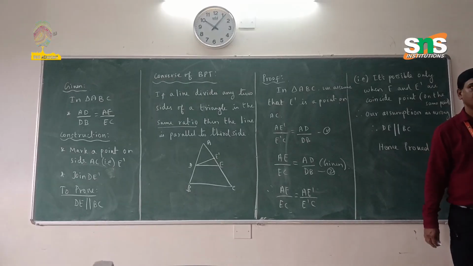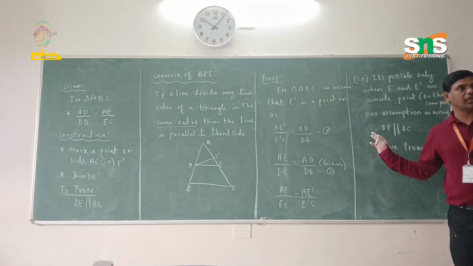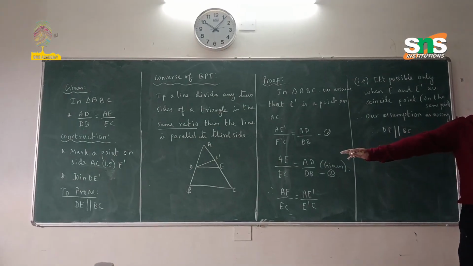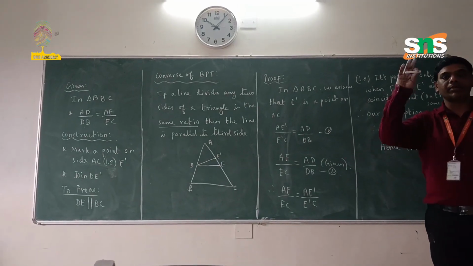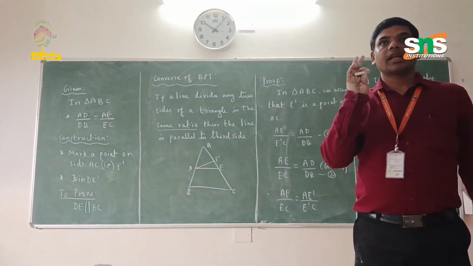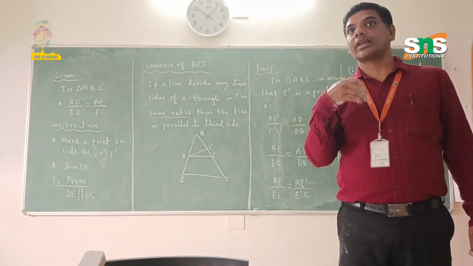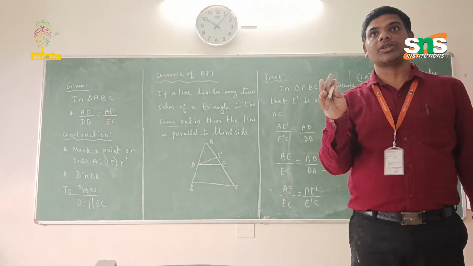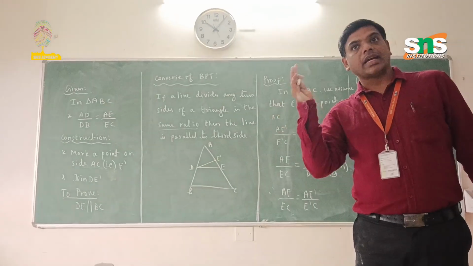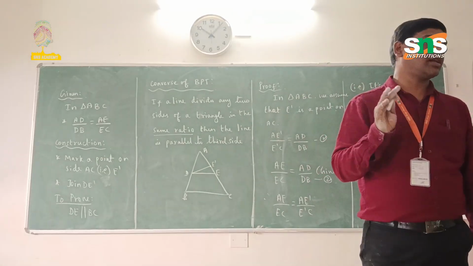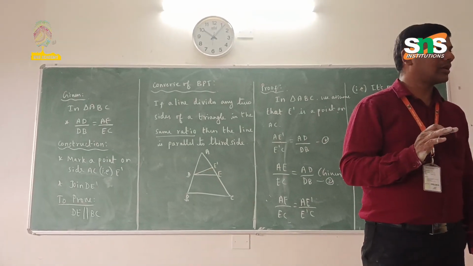Any doubt in this? The proof we understood. Here we are taking only one more point. In BPT, parallel is given and we say the sides are divided in the same ratio. In the converse, when the sides are divided in the same ratio it is given, we can say it is parallel. Are you clear with this? Any doubt?